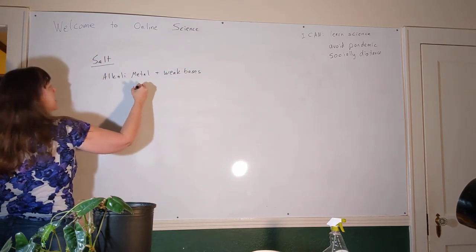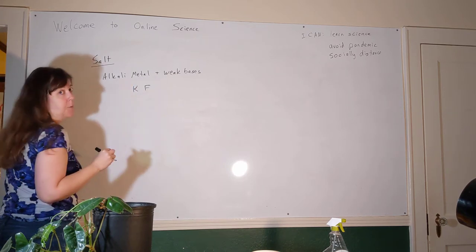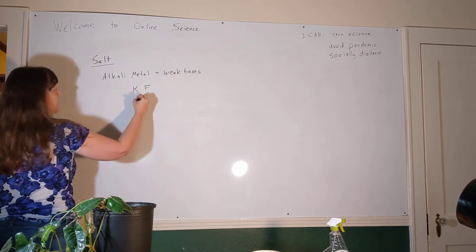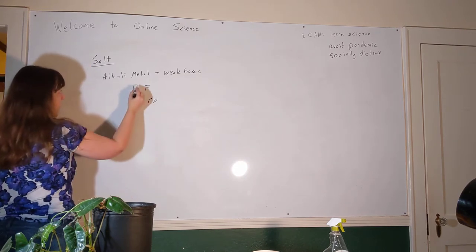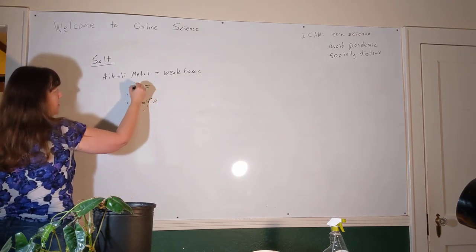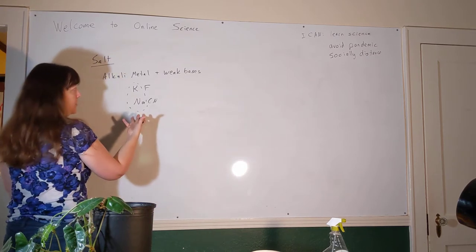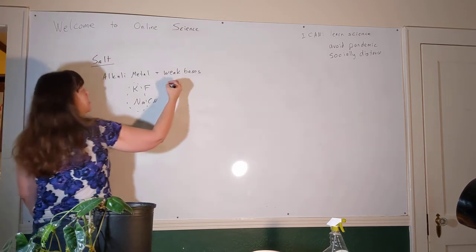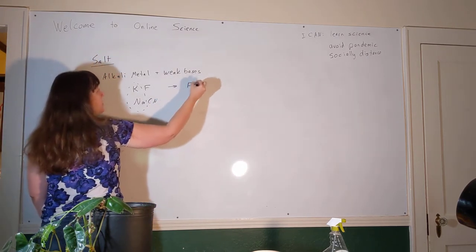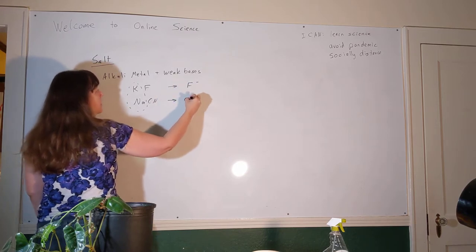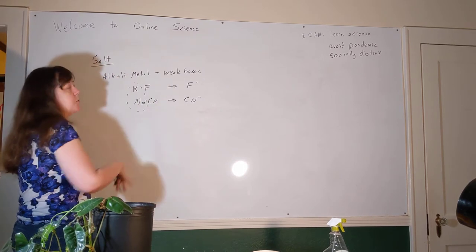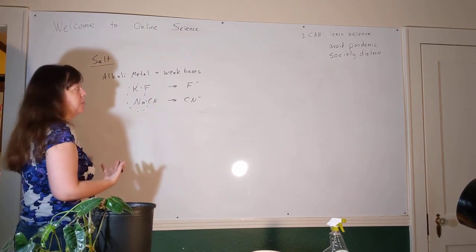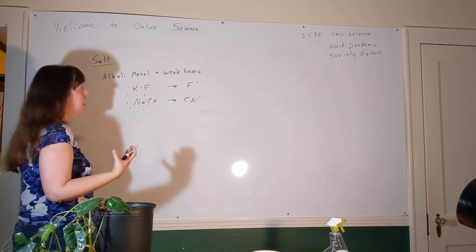So KF is a great example of an alkali metal plus a weak base. NaCN is an alkali metal plus a weak base. The alkali metal ion just sits in the solution, but the thing that actually matters in terms of the acids and bases is that this basically turns into F minus, and this turns into CN minus. We can do this with all sorts of other weak bases. There's nothing special about F minus and CN minus.